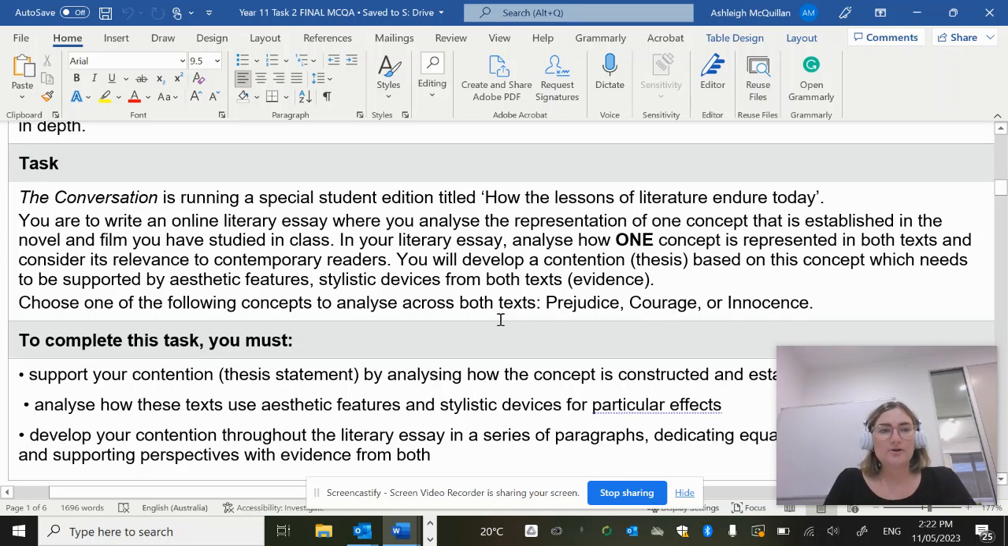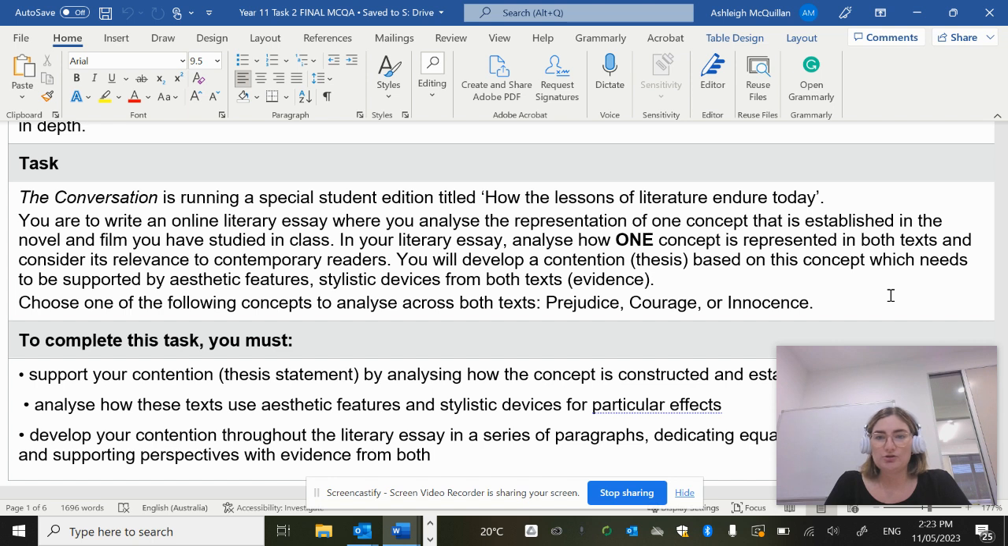All right, so today we're going to be talking about your FA2 task and what you actually need to do. The task asks you to write a literary essay for a magazine called The Conversation. They're running a special edition called How the Lessons of Literature Endure Today.